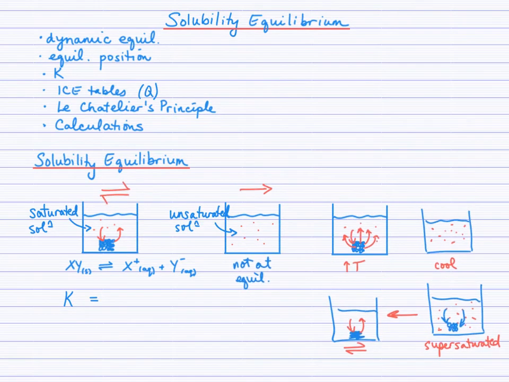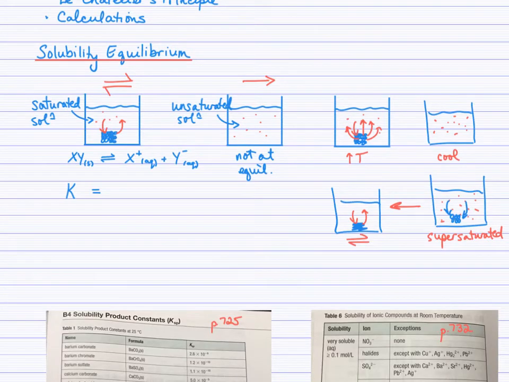Okay, moving on. Let's write an expression for K. So look at your equation here of XY solid in equilibrium with the ions and write your equation for K. Hopefully you did not write a denominator because we ignore solids and liquids for the purpose of the equilibrium constant equation. And so really what we've ended up with is a product of the concentrations of the ions in that saturated solution. So we call this particular K equation and value KSP.